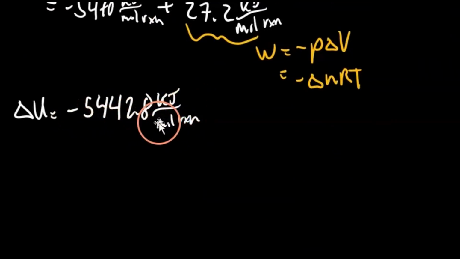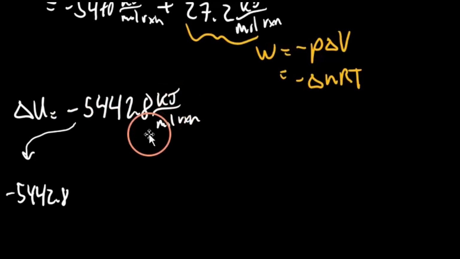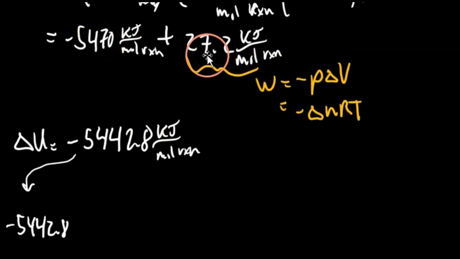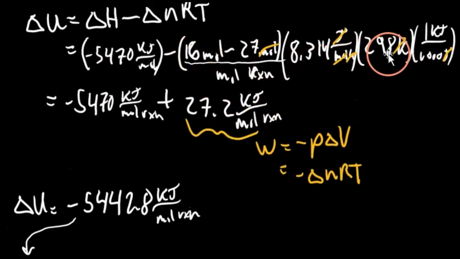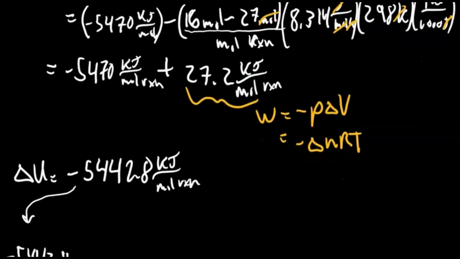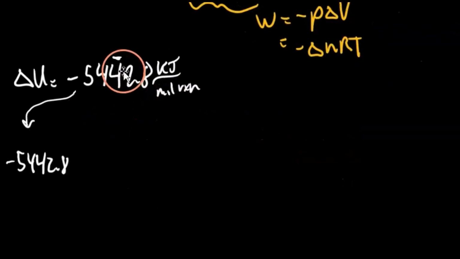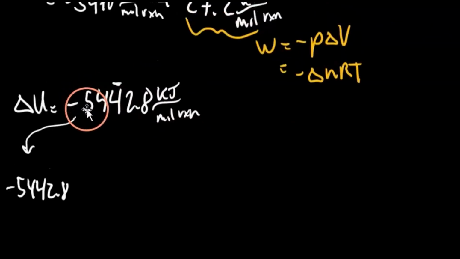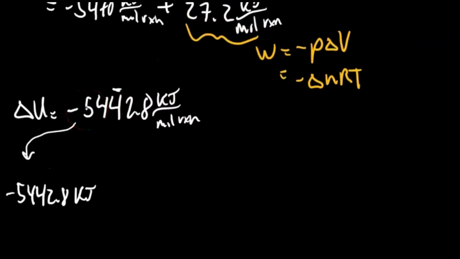So we're going to start with this number right down here, negative 5,442.8. We're not significant to that many digits, right? We have 3 sig figs here, 3 sig figs here. So we only have 3 significant figures. That was a hard one to say. Okay, kilojoules per 1 mole of the reaction.